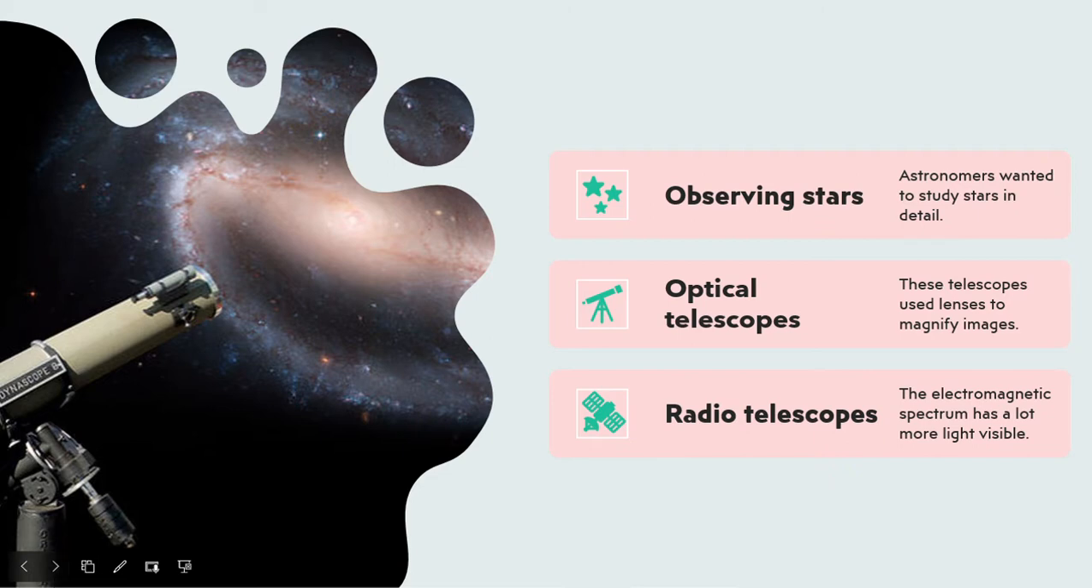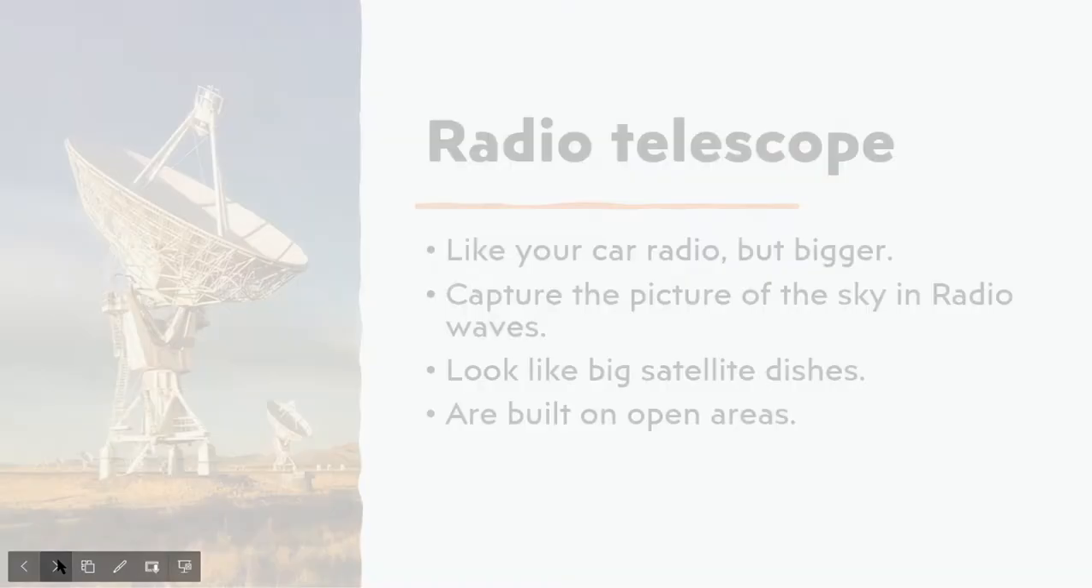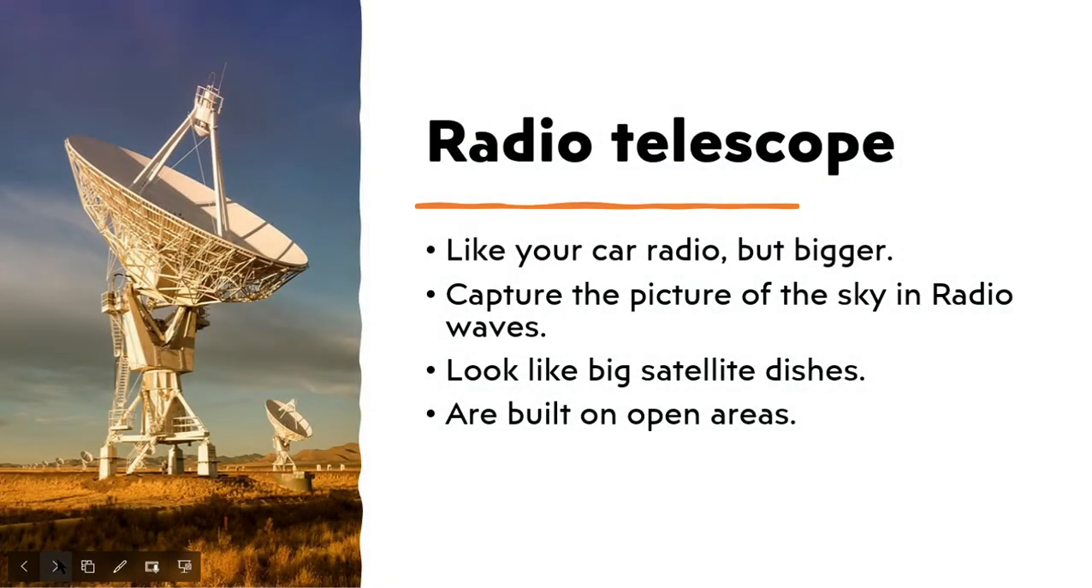Once we realized that there was more than our eyes could see, that there were radio waves, microwaves, infrared, ultraviolet, X-rays and gamma rays, we started to look for ways to view the night sky in these parts of the electromagnetic spectrum. Radio telescopes were one of the first successes in that area. A radio telescope is similar to the radio in your car but is much bigger.